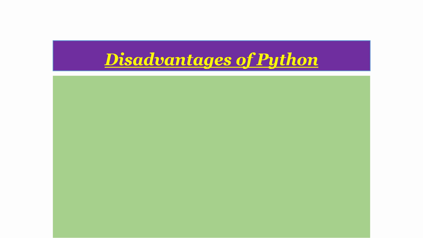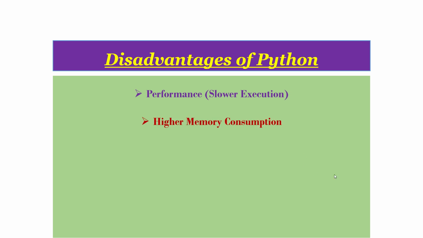So what are the Python disadvantages? First is performance or slower execution. Python is an interpreted language which can lead to slower execution compared to other compiled languages like C or C++. It also consumes higher memory. Python can consume higher memory due to its dynamic typing and built-in data structures.